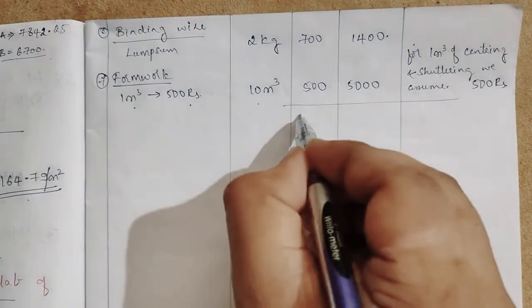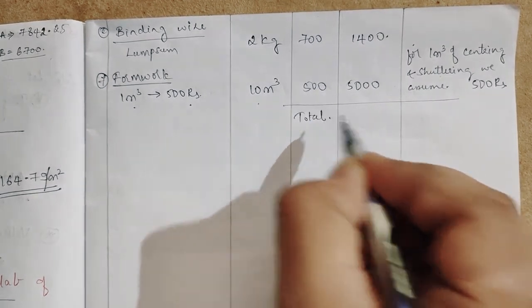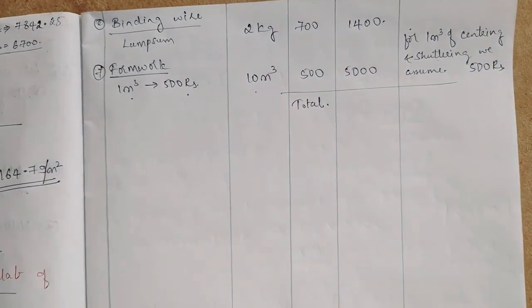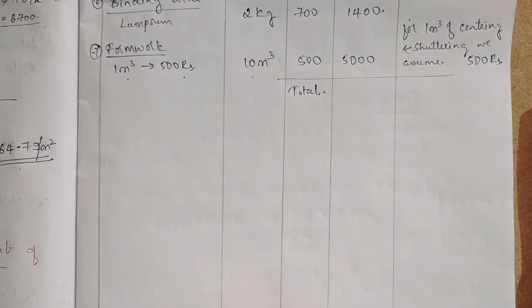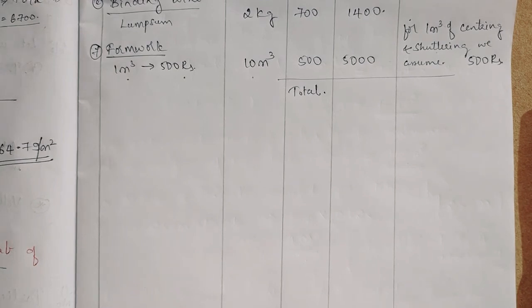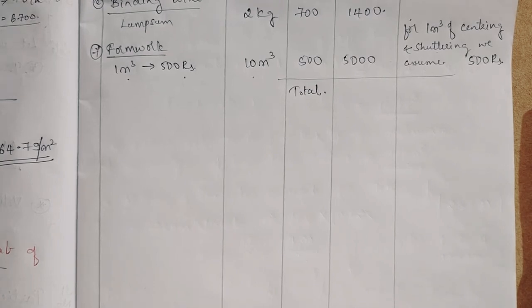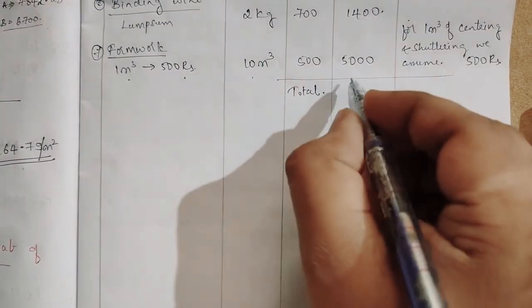Now make the total. So what are the materials we require? 5000 is the formwork, 1400 is for the binding wires, 62,800 is for the steel, 7480 coarse aggregate, 3080 fine aggregate, 19,800 for cement. It will be 99,560.